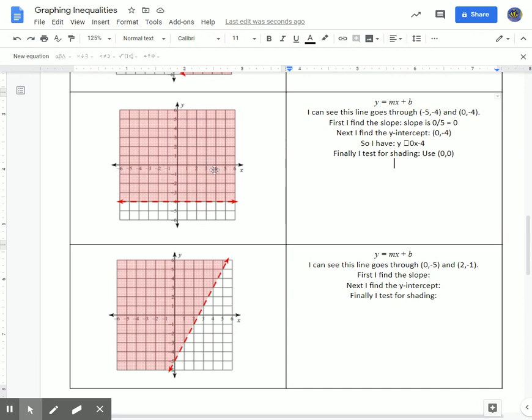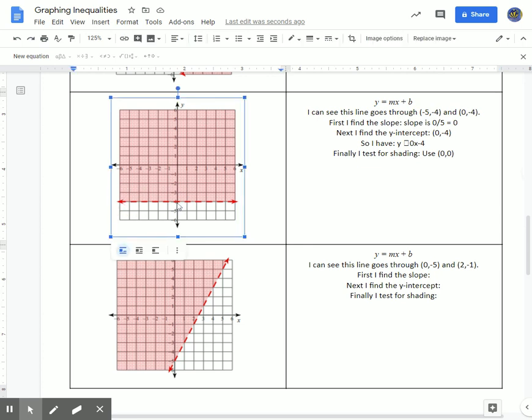Okay, so here's my next example, and this is when you have a horizontal line. So I just picked a couple of spots. I said it can go through there and it can go through there. So I found the slope between (-5, -4) and (0, -4). So my rise is 0, my run is 5. So that means my slope is 0.